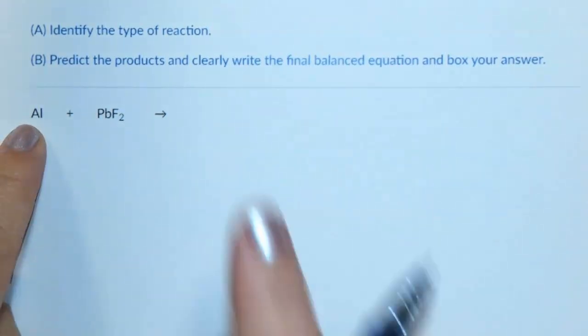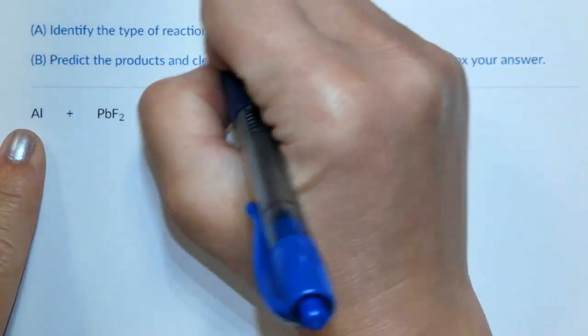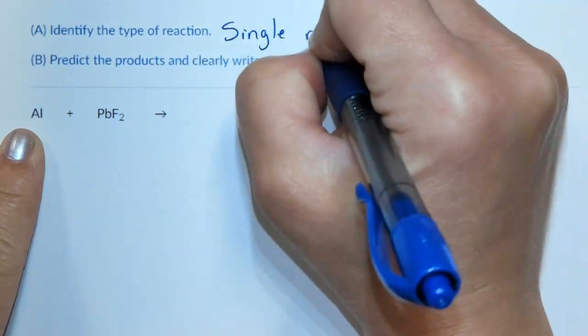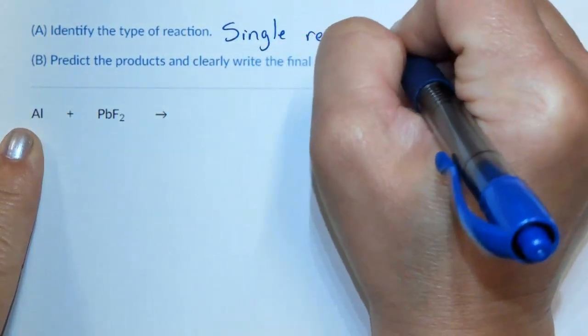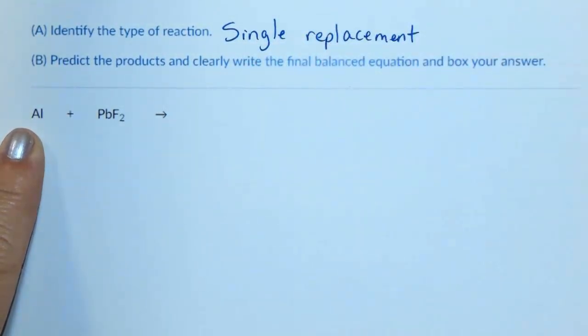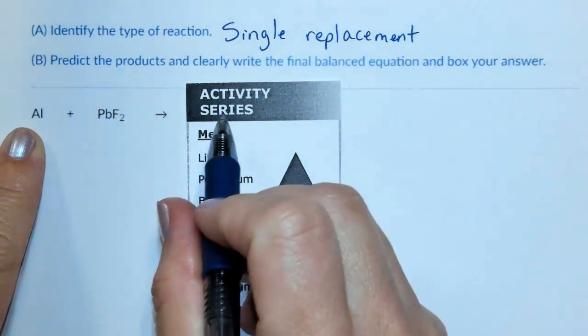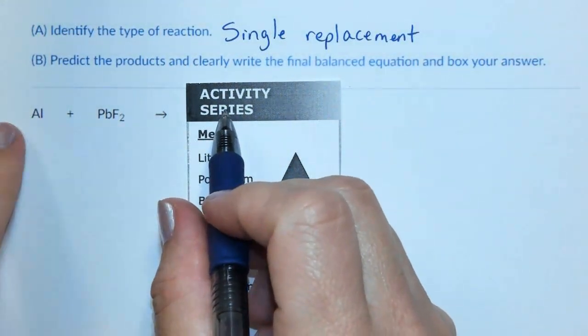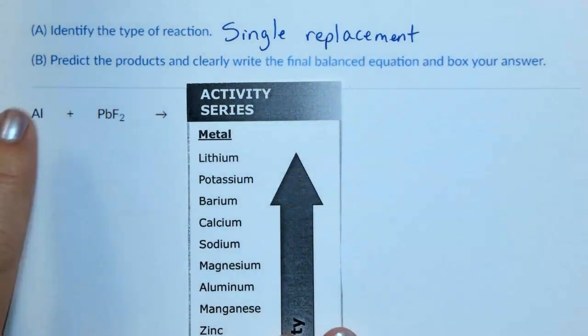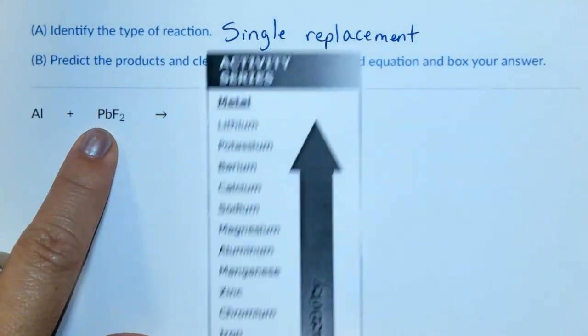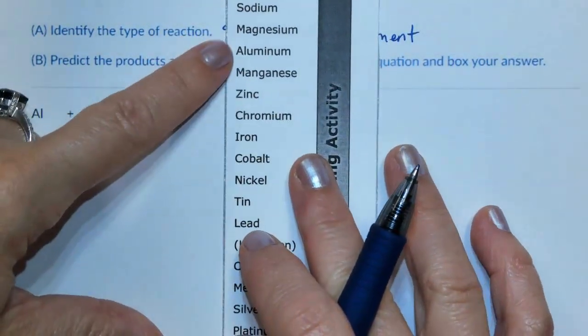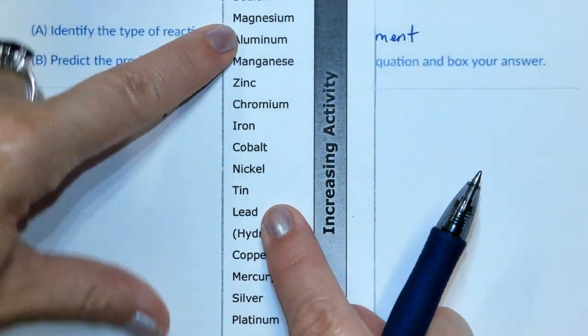We have a single element plus a compound, which is how we will know this is a single replacement reaction. Anytime you identify a single replacement reaction, you're going to need to use an activity series to verify will the reaction occur. We're going to compare aluminum to lead, and we have aluminum here and lead down here.